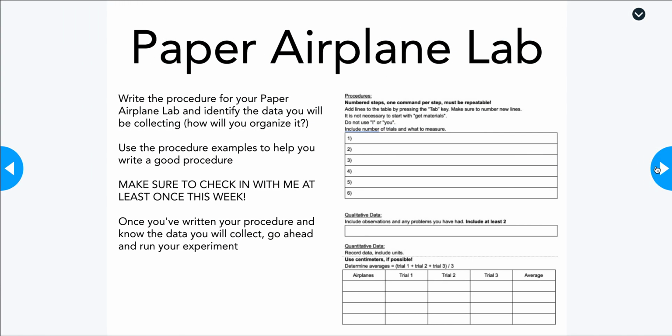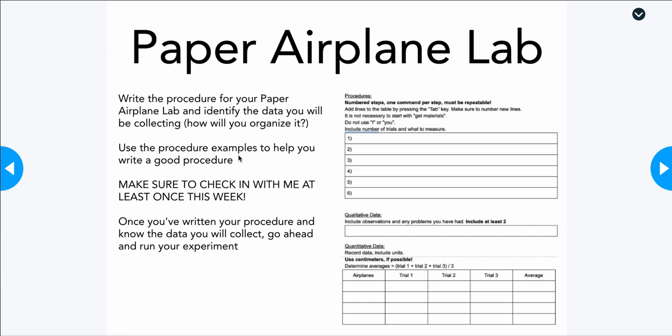All right, folks. So for the rest of the time today, what I would like you to do is focus on working on your paper airplane lab. Here's what you need to do. You need to write the procedure for your paper airplane lab and identify the data you will be collecting. What is it that you're going to be measuring about your different paper airplanes? And how are you going to organize it? Right over here on your lab, I've given you a little table that you can use. I would say the vast majority of you are probably going to use this type of table to record your data. That being said, if you have something else, cool, go for it and see what happens. But that's what I would recommend.